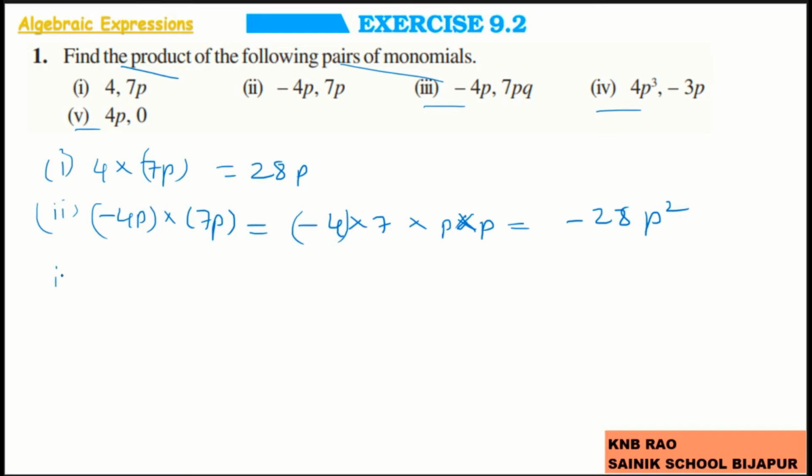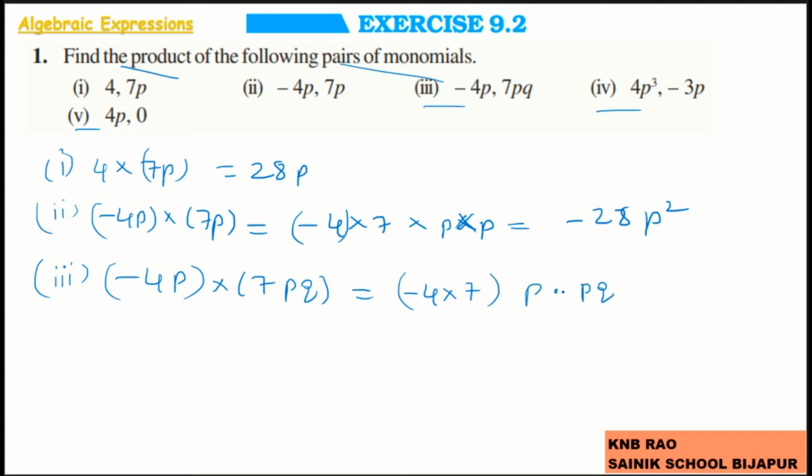So let me do one more. I'll do the third one, minus 4p into 7p cube, where minus 4 multiplied by 7 gives me the numerical part, and p into p cube gives the variable part. So minus 28p to the power 4 will be the product of these two monomials.